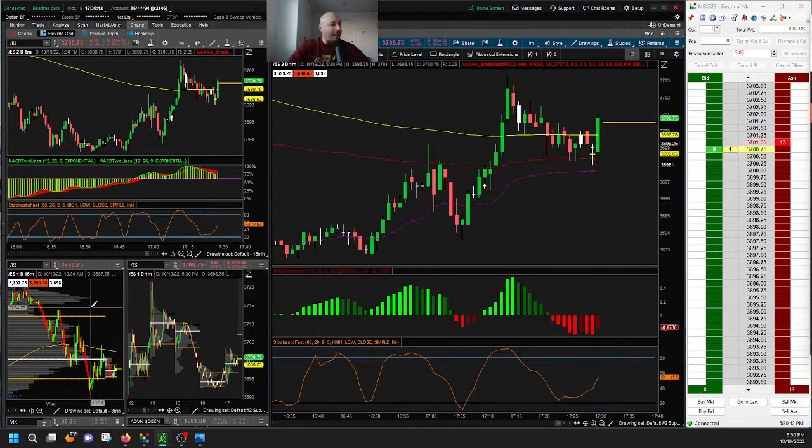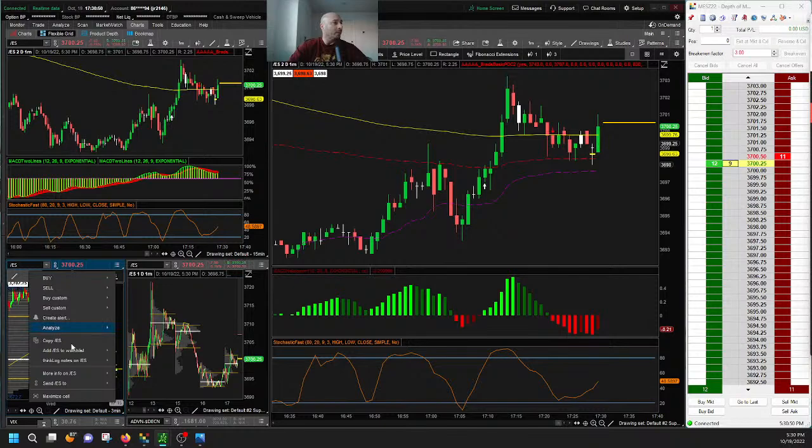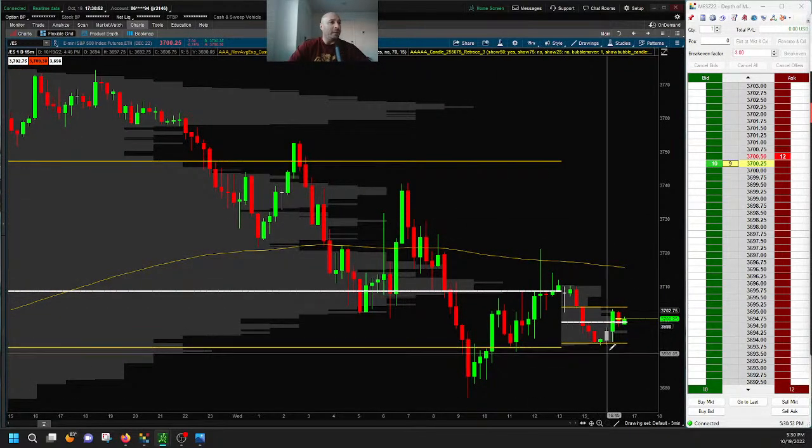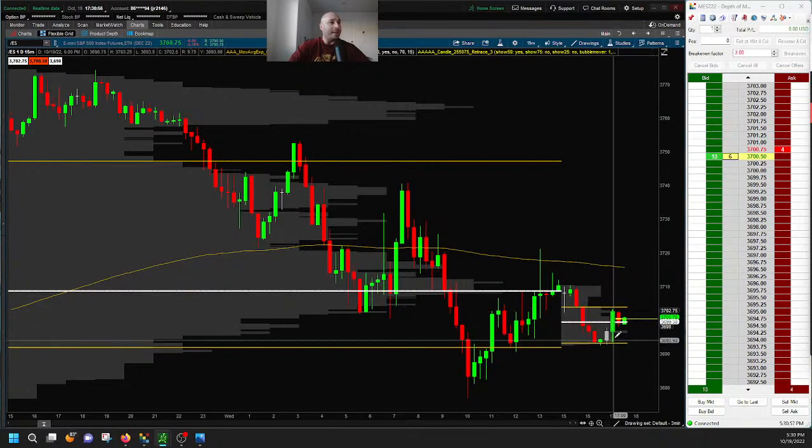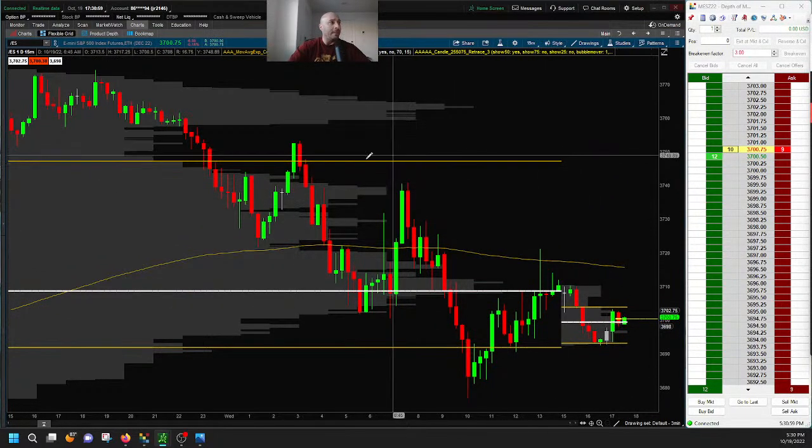Right here, I have a 15-minute one-day chart for market profile with the overnight session. If I blow this up, you can see this is our overnight session starting to form. And if we start to rally, maybe look for a low volume node, things like that.